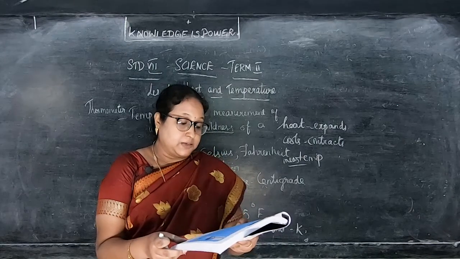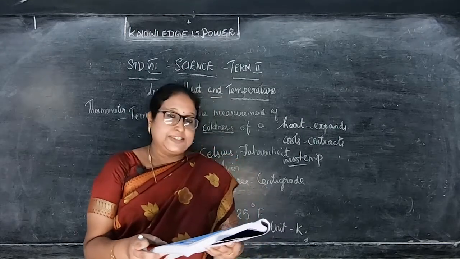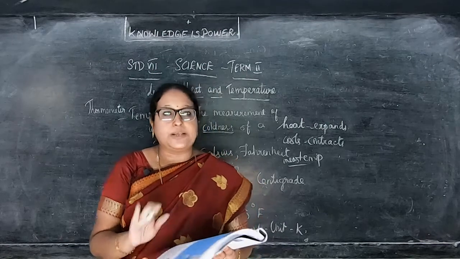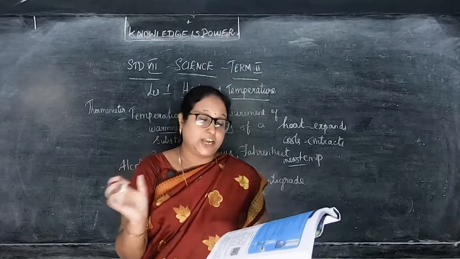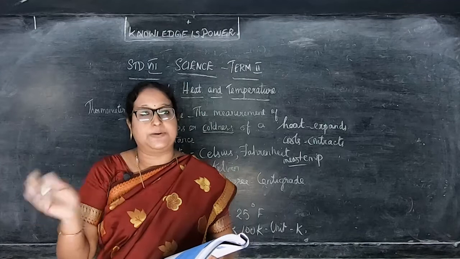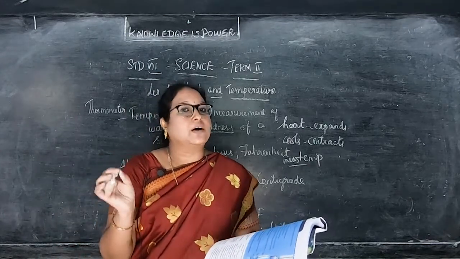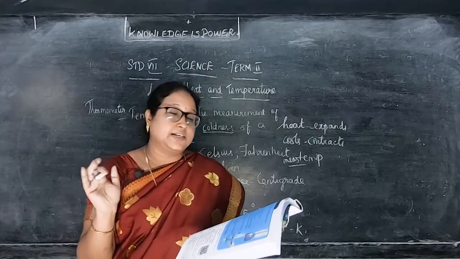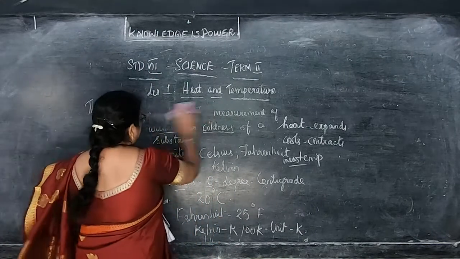Now we are going to see the properties of mercury and the properties of alcohol. First, the properties of mercury: its expansion is uniform. Uniform means equal, and it is opaque. Opaque means thick and shiny. It does not stick to the sides of the glass tube. It does not stick to either side of the tube. It is a good conductor of heat. Then it has a high boiling point, which is 357 degrees Celsius.